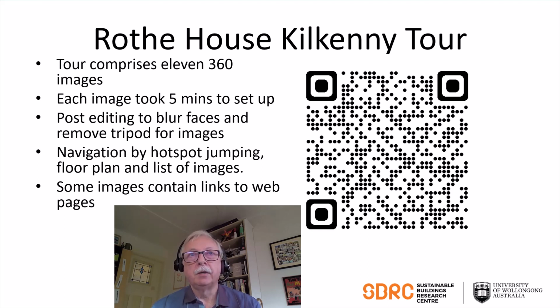The post editing I did was to blur the faces, remove the tripod which appears at the bottom, but the actual selfie stick that the tripod sits on gets removed automatically by the camera. And then going into the SeekPeek system, I just uploaded all the photographs and added in the hotspots. At the end I can share a link directly to this, which is what the QR code is, and some of the images contain links to web pages.